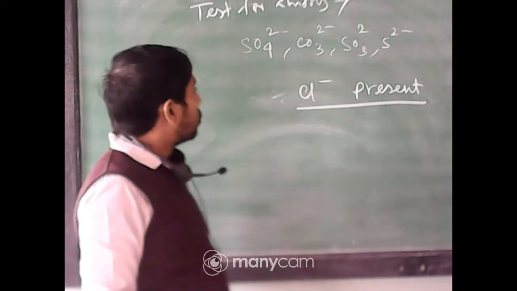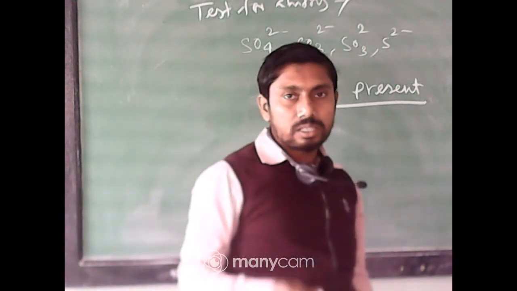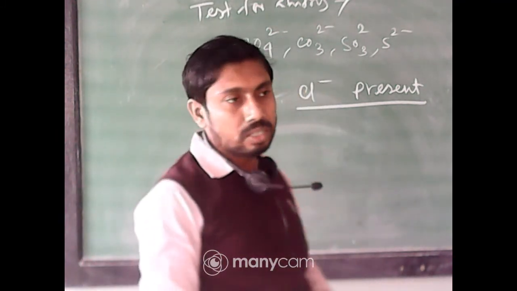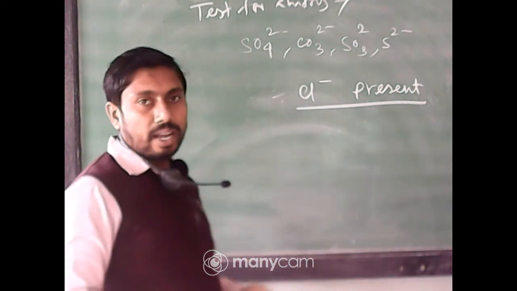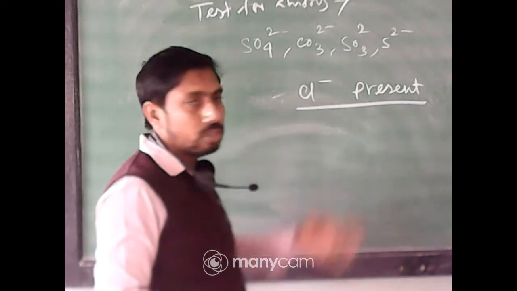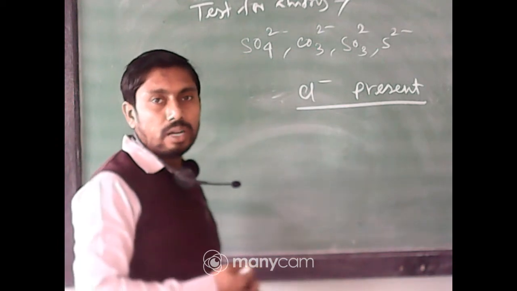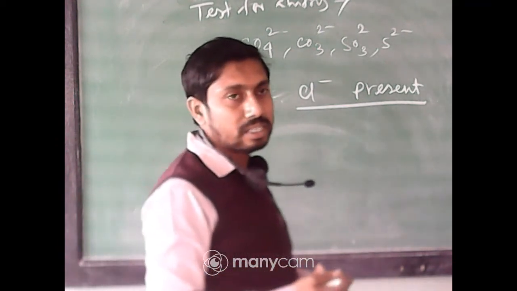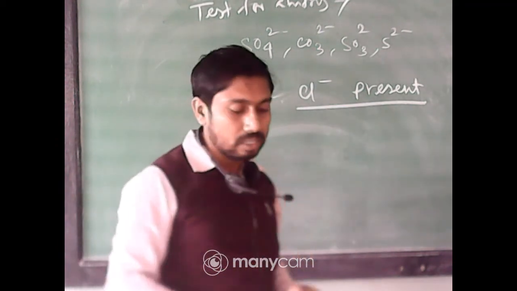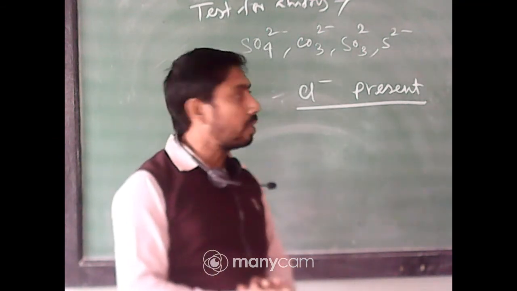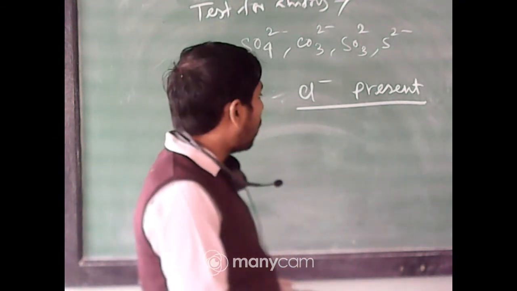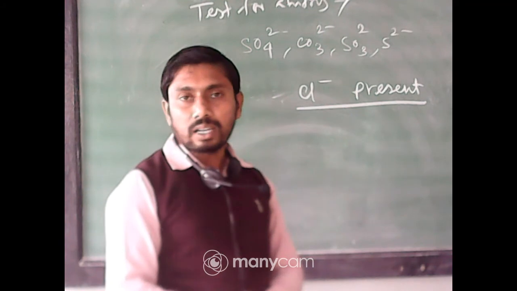The test for nitrates is not used here because we have already confirmed one anion. If chloride is also absent, then we will go for nitrate, because this is a ring test and we have to work with strong acid. So it is confirmed that chloride is present. Now we will move to the cation.